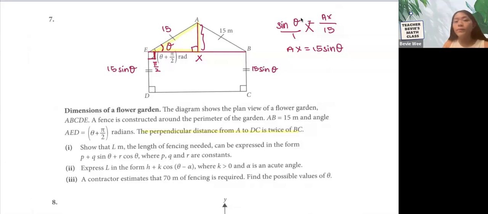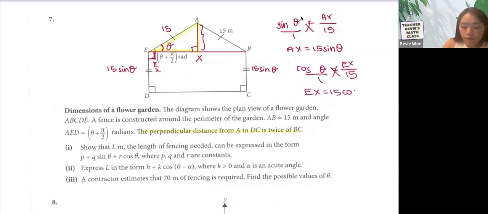Now we are left with DC to find. There is no way that we can find DC directly, right? But we can find EX. Ashlyn, how to find EX? Sine, tangent, or cosine? Yeah, correct. Very good, Ashlyn. It will be cosine now. So cosine theta equals EX over hypotenuse. Same thing, we cross multiply. EX equals 15 cos theta. But remember, DC is double, okay? So DC is 2 times 15 cos theta, which is 30 cos theta.